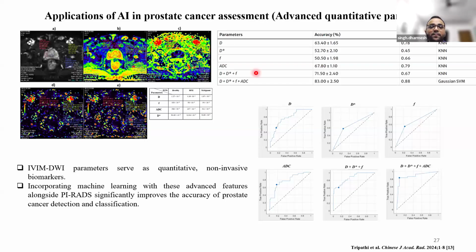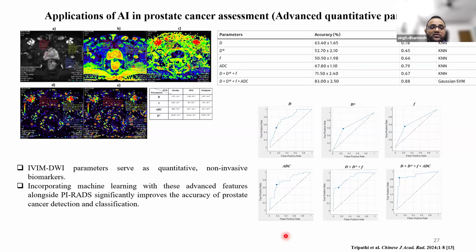So this is the table which shows all the values, and it shows that if we use a single value, then accuracy is less. When we combine all the parameters, accuracy increases up to 83% and AUC 0.88, and we have used a Gaussian SVM here. So these are the ROC curves.